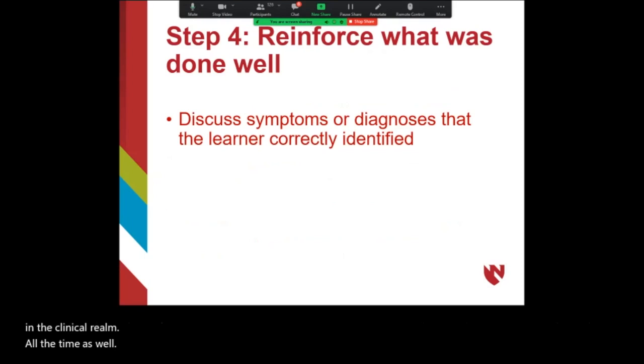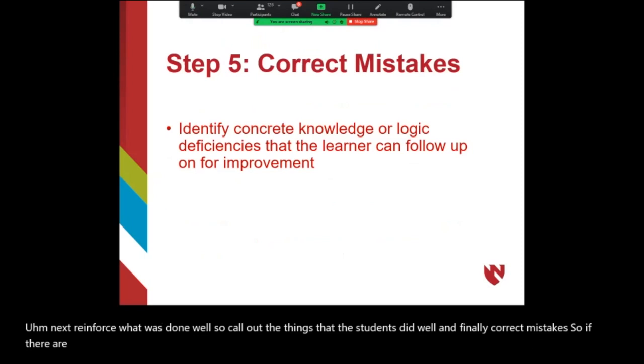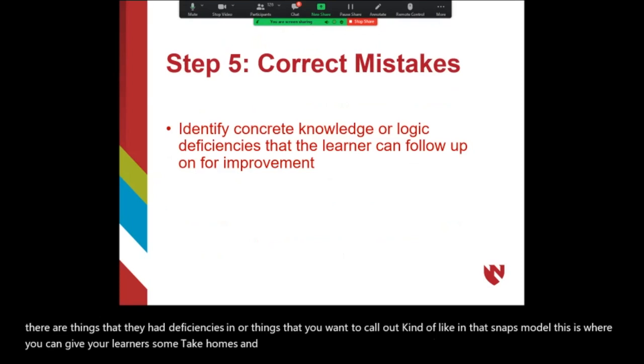Next, reinforce what was done well. So call out the things that the students did well. And finally, correct mistakes. So if there are things that they had deficiencies in or things that you want to call out, kind of like in that SNAPS model, this is where you can give your learners some take-homes and things to work on their own.